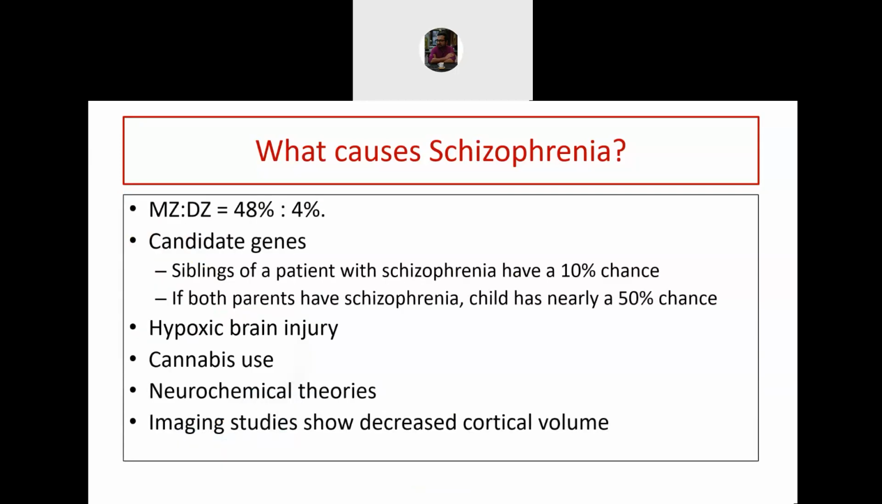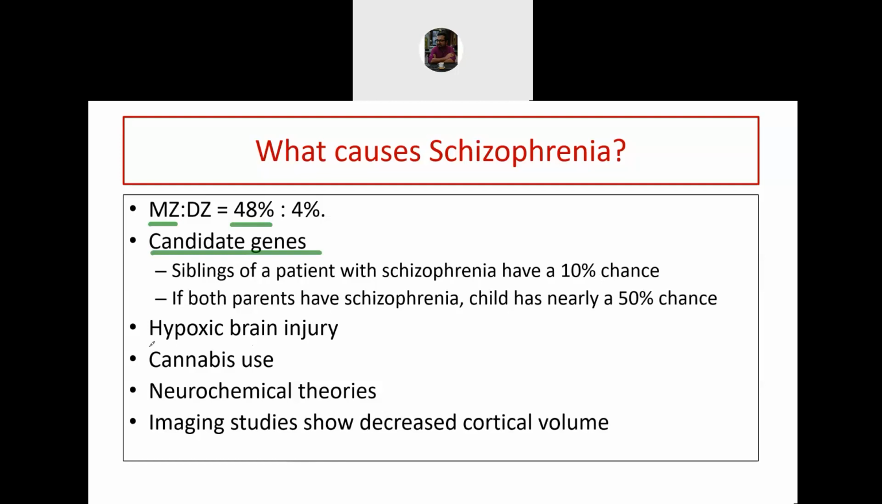Now, again, we do not know what causes schizophrenia. Like most psychiatric disorders, it's very elusive and we are at a very beginning stage to understand schizophrenia. Certain ideas that have been introduced are that it may be genetically linked. Proof of this comes from the fact that monozygotic twins have a 48% concordance rate, whereas dizygotic twins have only 4%, indicating that there may be candidate genes. It is seen through study that siblings of a patient with schizophrenia have a 10% chance of the disease, and if both parents have schizophrenia, the child has about 50% chance of the disease.